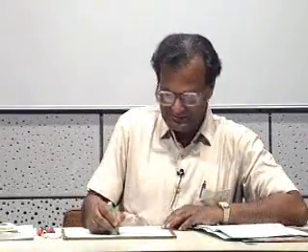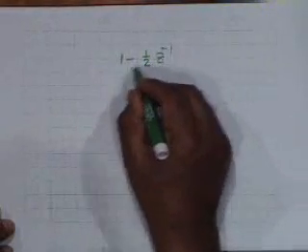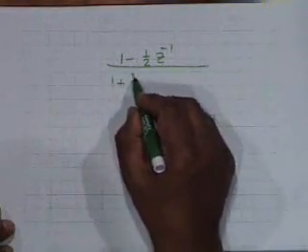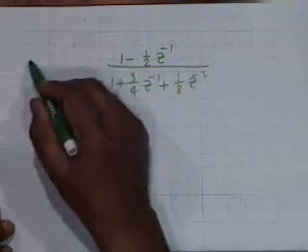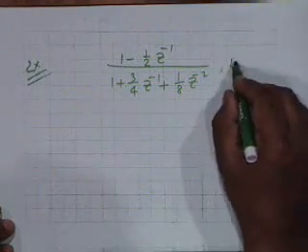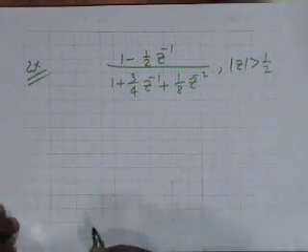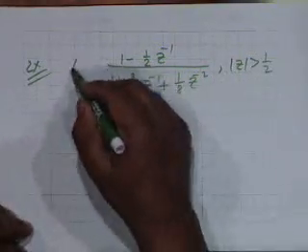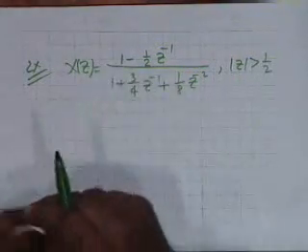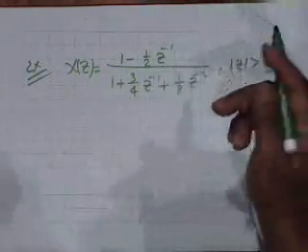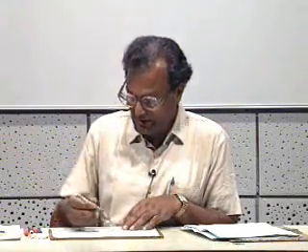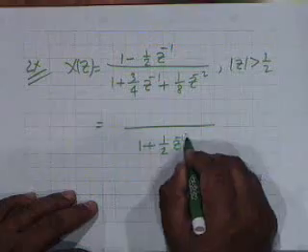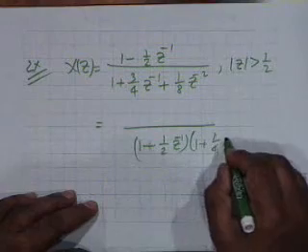Okay, this is one of the examples from the book. 1 minus half Z inverse divided by 1 plus 3 quarter Z inverse plus 1 eighth Z to the minus 2, where the region of convergence is given as mod Z greater than half. Now, how do I expand this in partial fraction? Do I first convert it into a rational function in Z, then divide by Z, expand? Z inverse will be some other variable. I can take it in the form of Z inverse itself. You see that the denominator is simply 1 plus half Z inverse times 1 plus 1 quarter Z inverse.